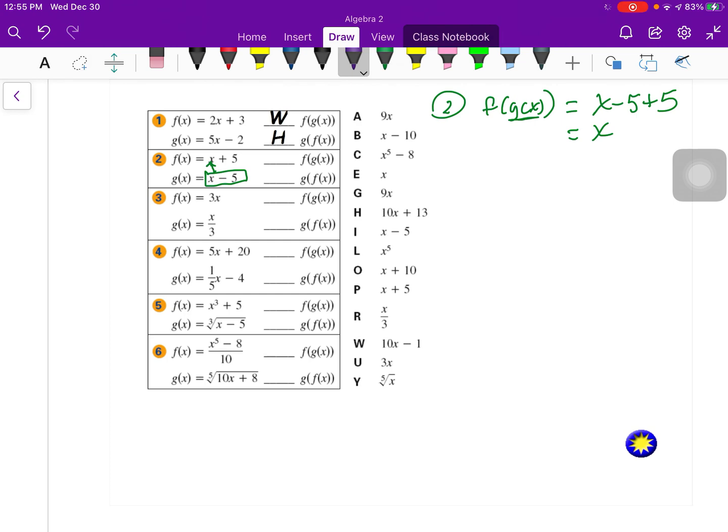Whereas if I did g of f of x, I'm taking the f function and putting it in the g. So in this case, I'm taking this and putting it in there, which would read x plus 5 minus 5, which also gives me x.